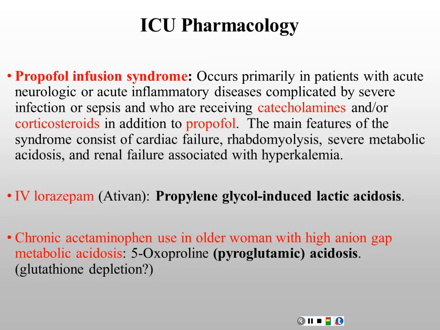Chronic acetaminophen use, usually reported in older females, can present with high anion gap metabolic acidosis. You may get called from the ICU to evaluate this patient in the ER, and you go there: lactic acid is high, the patient doesn't look sick, blood pressure is okay, there is no other cause. You have to ask in the history if she's using acetaminophen for arthritis or any other reason.